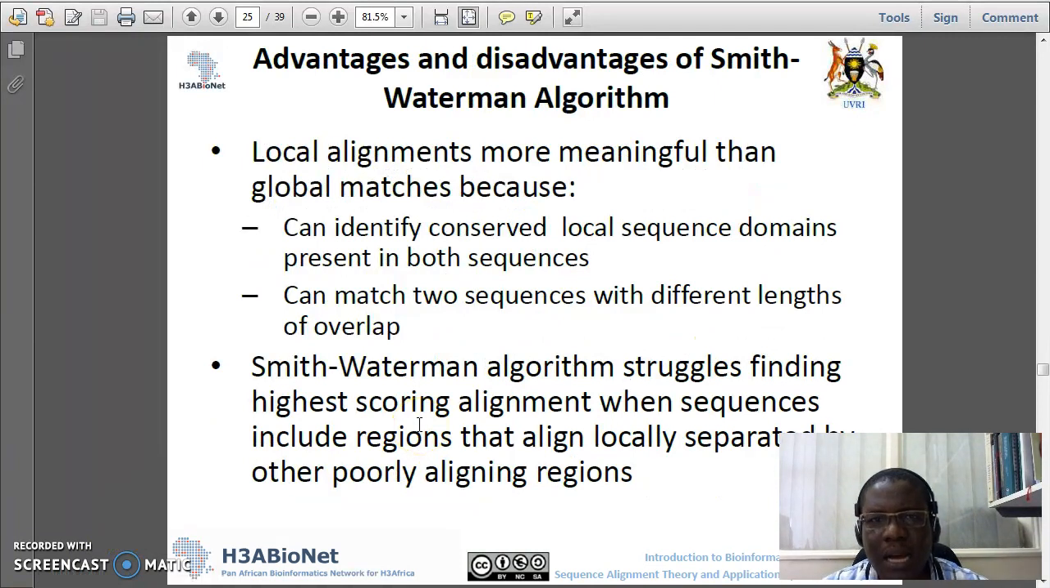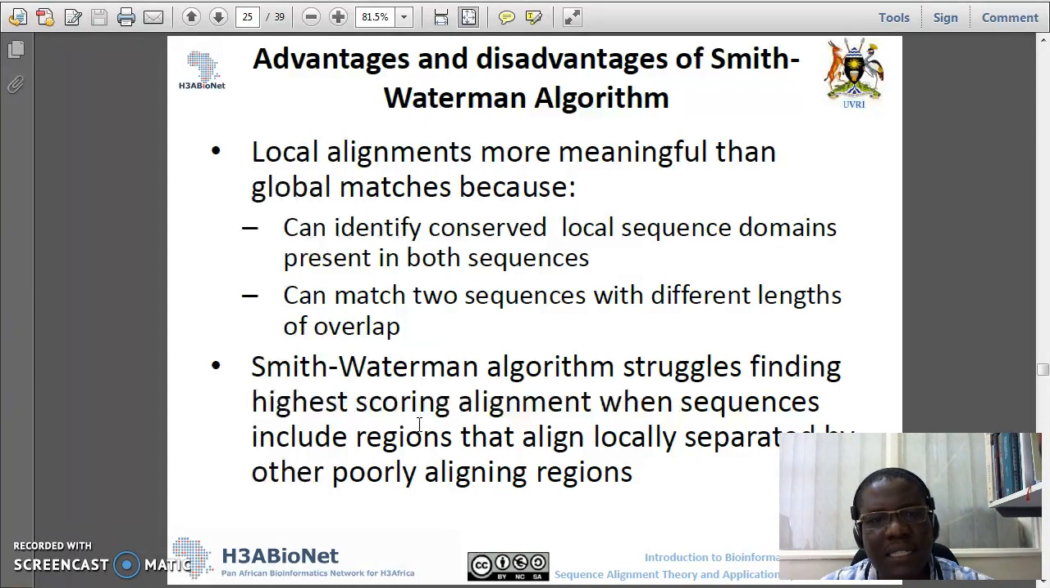The Smith-Waterman algorithm also has advantages and disadvantages. It's very useful in alignments where the global alignment will not be very helpful. That's because you may be wanting to identify conserved local sequence domains which are present in both sequences, and you know that the global will not be a good tool to help you with those. And you may be intending to match sequences that happen to have different lengths of overlap. And here the Smith-Waterman can come in better.